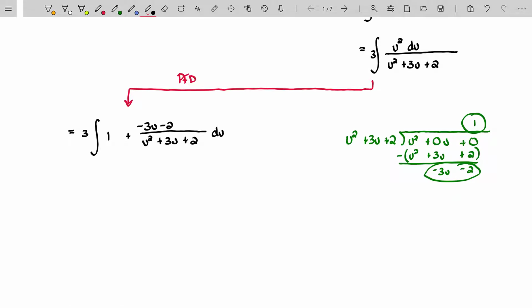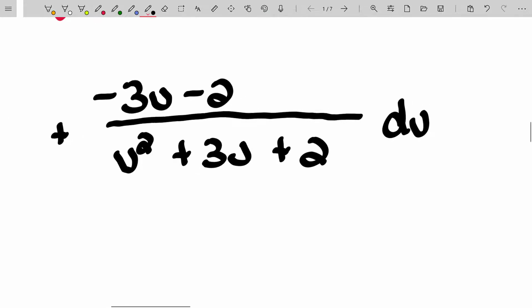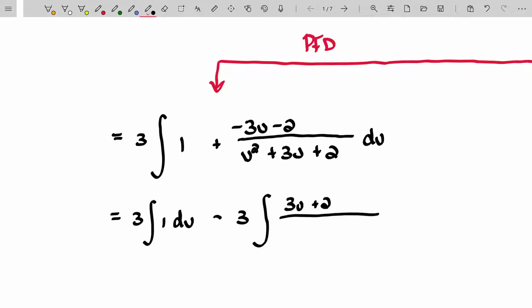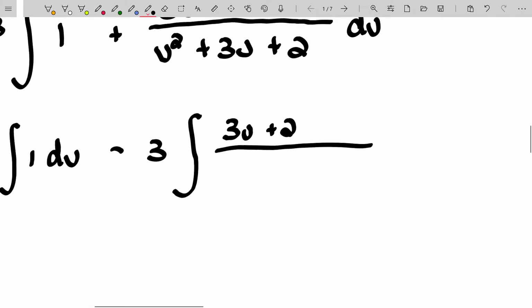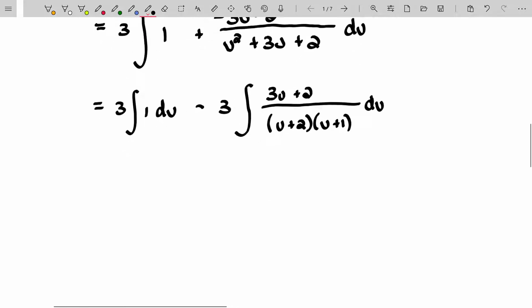And we now can use partial fraction decomposition on that second term in the integrand, this guy right here. So I'll break apart this integral into two pieces, 3 times the integral of 1 du plus, and actually what I'm going to do is factor the negative off of both of those terms in the numerator, so I'll say minus 3, integral of 3u plus 2 divided by, and because I think that partial fraction decomposition will be very nice here, I'll go ahead and factor that denominator. And there we go. Very, very nicely done so far.